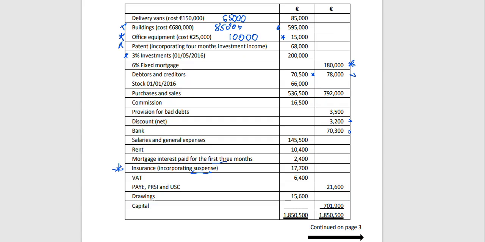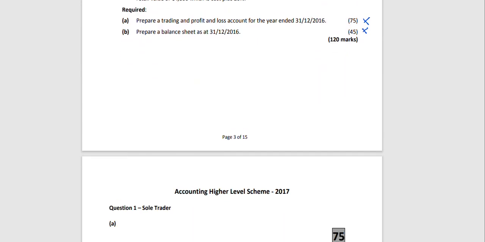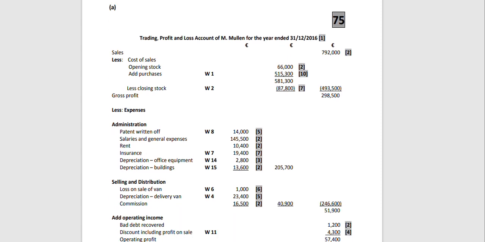If we quickly look at the marking scheme, which is available, I'm taking mine from educate.ie, but it's available in numerous places. All of the notes we have dealt with are here. So the trading profit and loss account is worth 1 mark. I'm just going to tick things as we go along. 1 mark per heading. Sales figure doesn't change, 2 marks, that's straight from the trial balance. Opening stock, 2 marks, straight from the trial balance. As you can see here, the purchases figure is worth a huge 10 marks, 515,300.